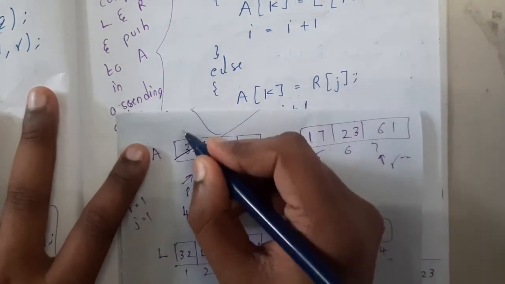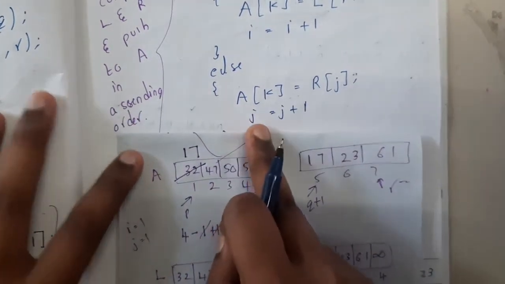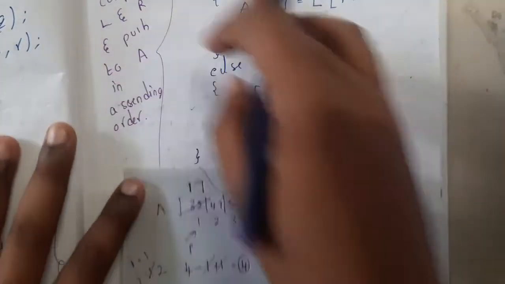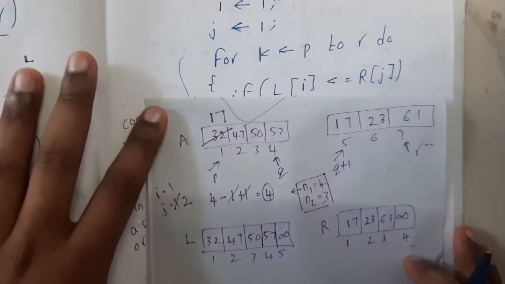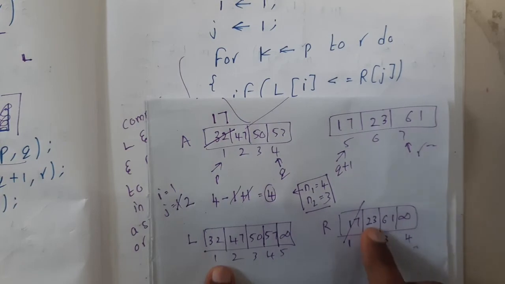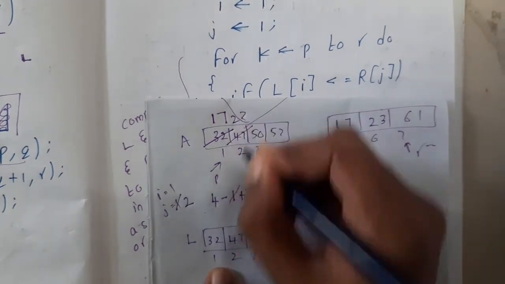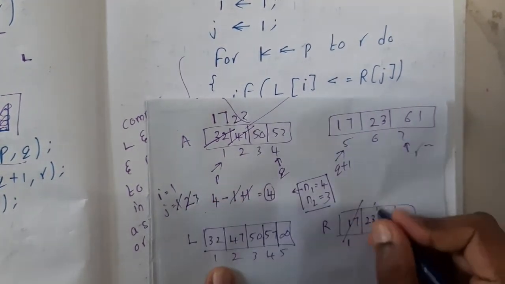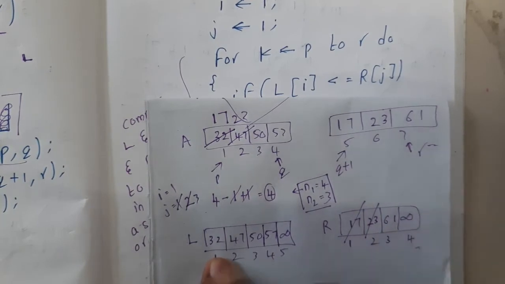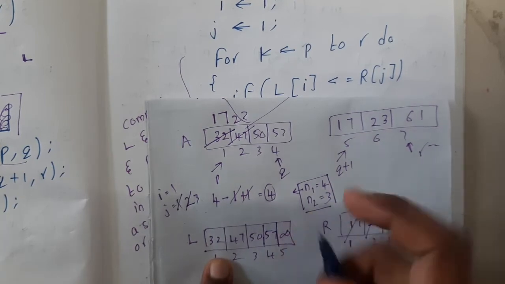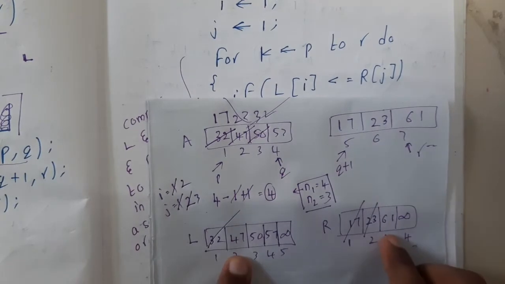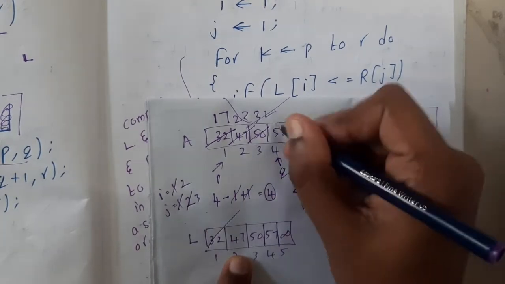Here I am updating the value to 17, and I am moving the J pointer by 1, so now it is 2. Now the loop executes again, and you check these two, of which the minimum is 23. So 23 will be written here, and you increment J again. Now again you compare: is 32 greater than 61? No, 32 is less than 61. So 32 will be written here, and the I value becomes 2. Now 47 and 61: the minimum is 47, so 47 will be pushed.